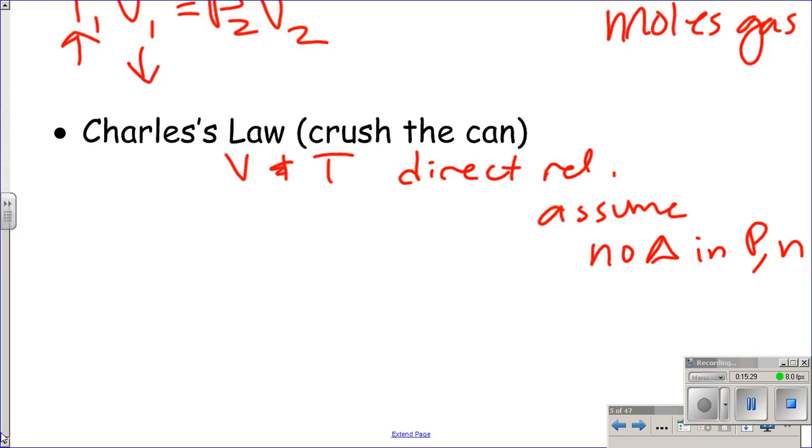So how do we write the direct relationship? Was it side by side or on top? You just wrote down one. Right, they're on top of each other. So V1 over T1 is equal to V2 over T2. So basically, you need to know the variables involved in each of these laws and how they're related, directly or indirectly. And then we're going to be solving for one of these given three pieces of information.